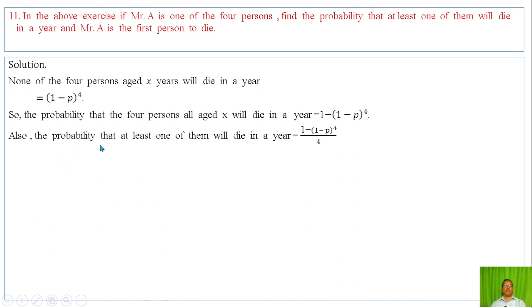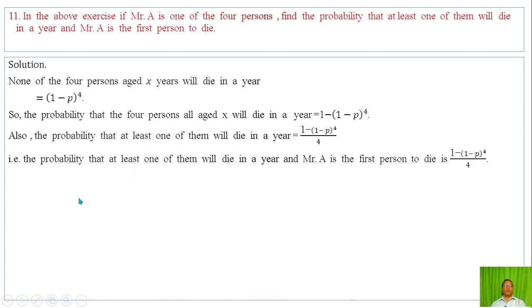Also, the probability that at least one of them will die in a year is 1 minus (1 minus p) power 4, divided by 4. That is, the probability that at least one of them will die in a year, and Mr. A is the first person to die, is (1 minus (1 minus p) power 4) by 4.